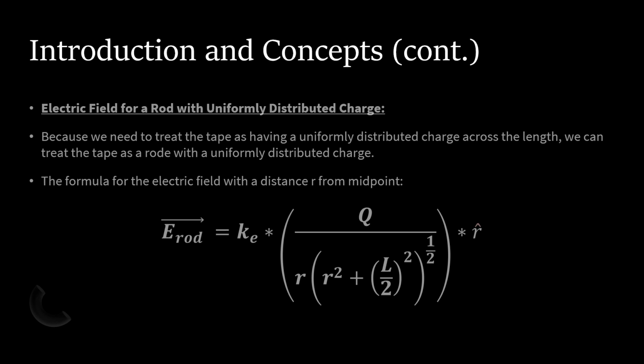In class, we derived the formula for the electric field of a rod with a uniformly distributed charge at a distance r from the midpoint. In the equation shown below, k is the Coulomb's constant, r is the position vector, and L represents the length of the object, or the rod. Q represents the charge, and r hat represents the unit vector.